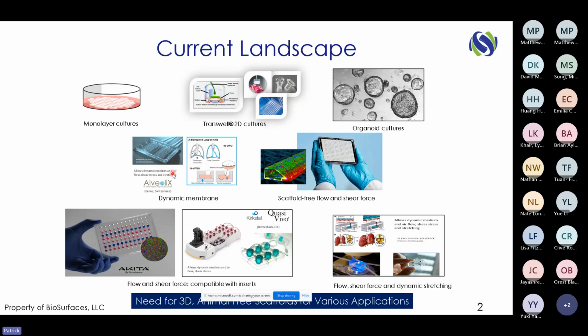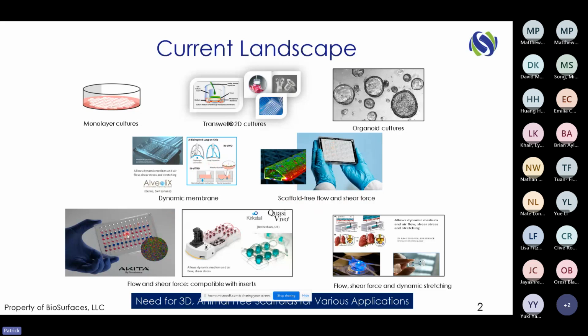This is an example of an Emulate Alveolix chip. It's kind of like a transwell in that it's membrane based, but this is a pretty cool setup where they have a dynamic membrane that can stretch and breathe in and out. They specialize only in the lung in this case, but this is a novel and interesting platform as well. In addition, we have completely scaffold-free systems. This is the Momentus platform that uses waveguide technology. This gives both flow and shear force. It's very miniaturized, which can have pros and cons, but it's a very nice model and useful for a variety of different applications.